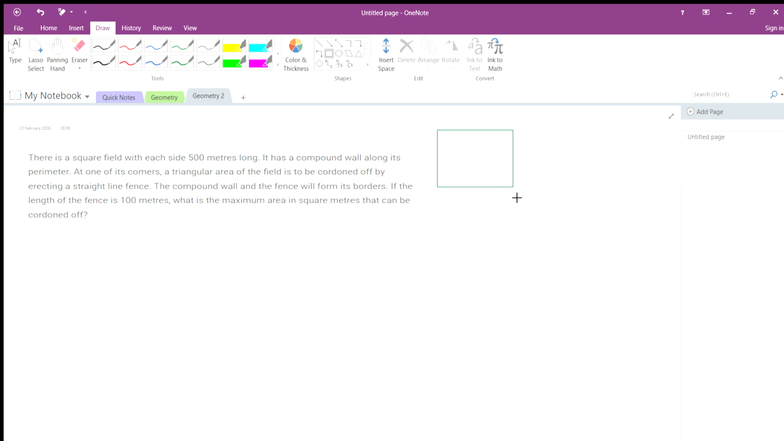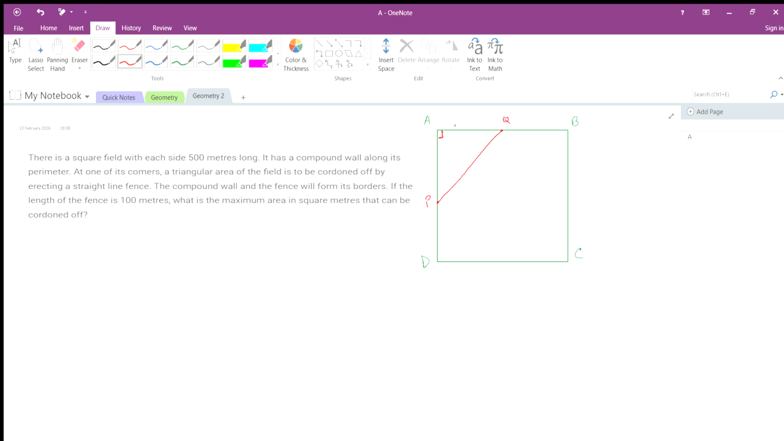So let me draw the square first. Let me rename the points as A, B, C, D. What we are supposed to do is basically cordon an area in the shape of a triangle, and this is 90 degrees obviously because ABCD is a square. Let me name these points as P and Q.